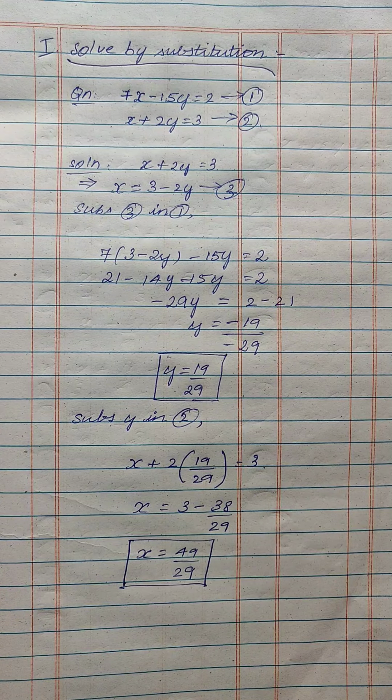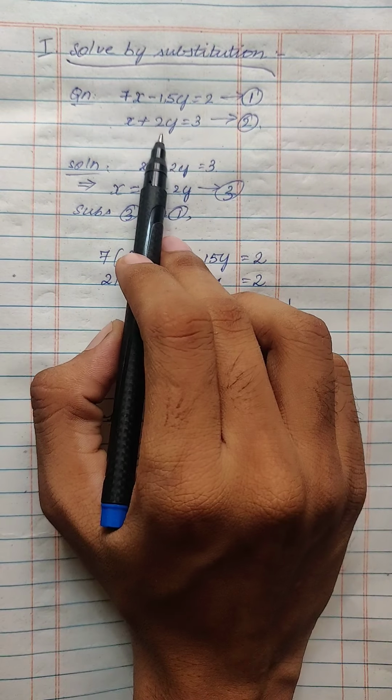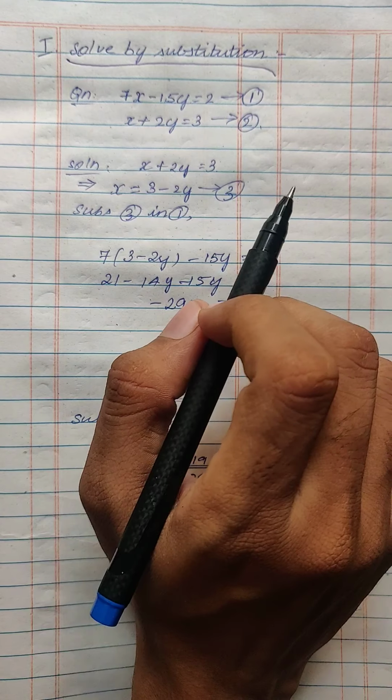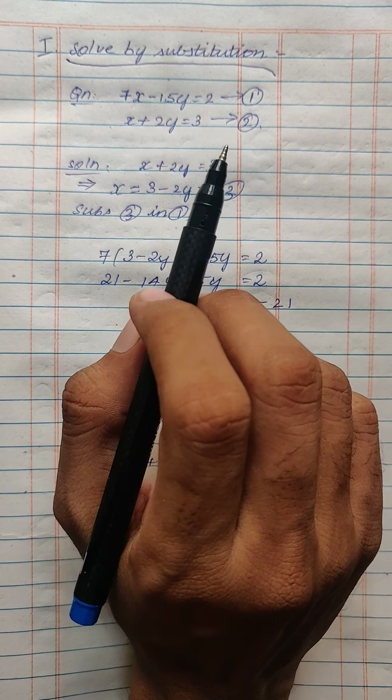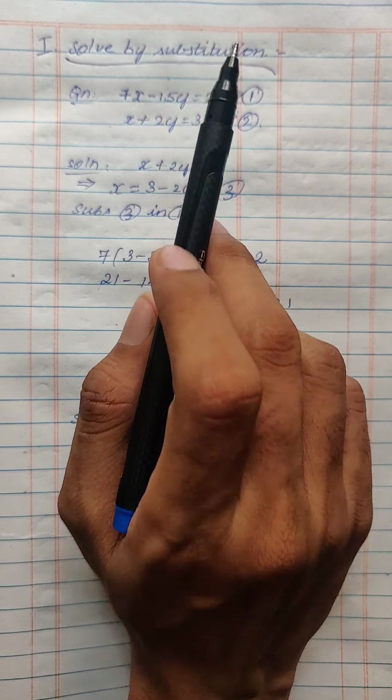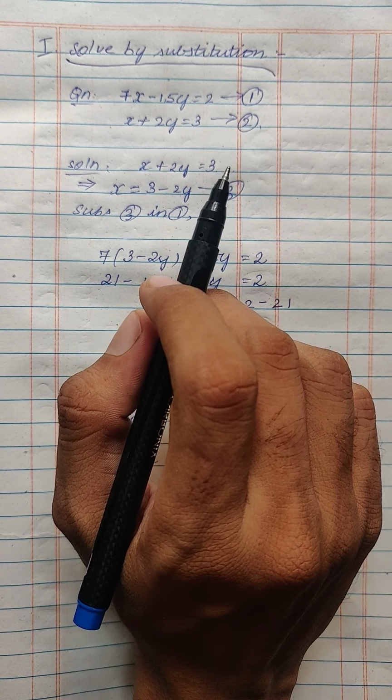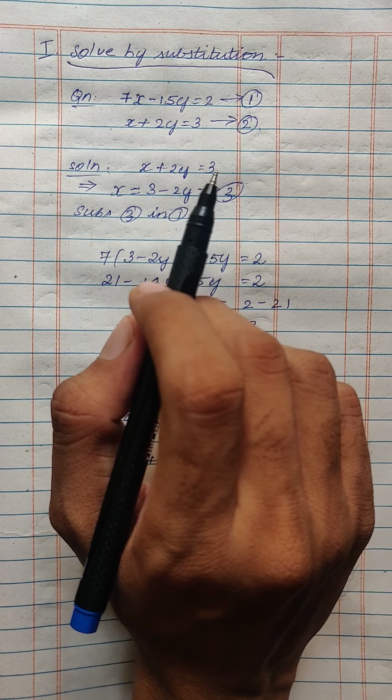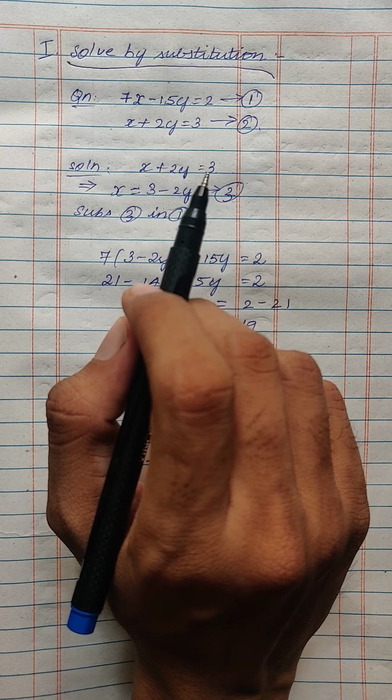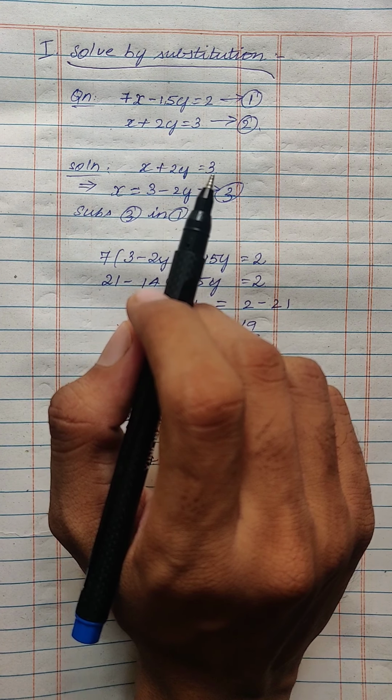Hello students. So we are starting a new chapter, a pair of linear equations in two variables. When they have given two linear equations, we have three methods to solve them. One is called substitution, the other one is called elimination, and the third one is called cross multiplication. I'll discuss the other parts during the class.